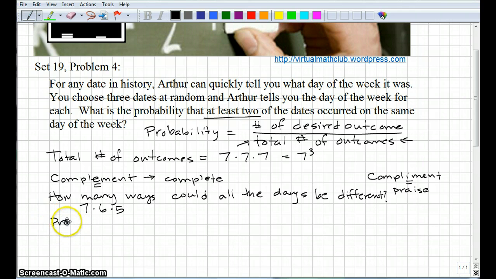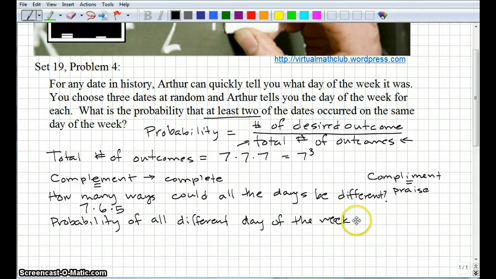So the probability of having all different days of the week would be, now we'd have 7 times 6 times 5 over 7 times 7 times 7, right? Because the total number of outcomes is 7 times 7 times 7, and the number of ways that we could get all of the days of the week to be different would be 7 times 6 times 5, and you can see that I can cancel out a 7, right? Because 7 over 7 is 1, and I just get 30 over 49.